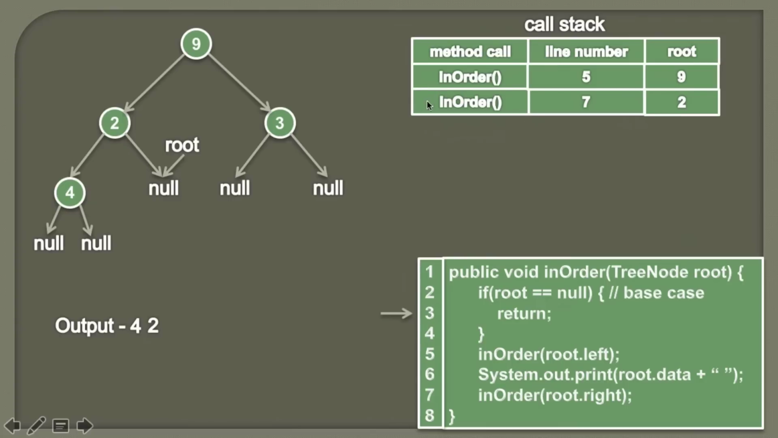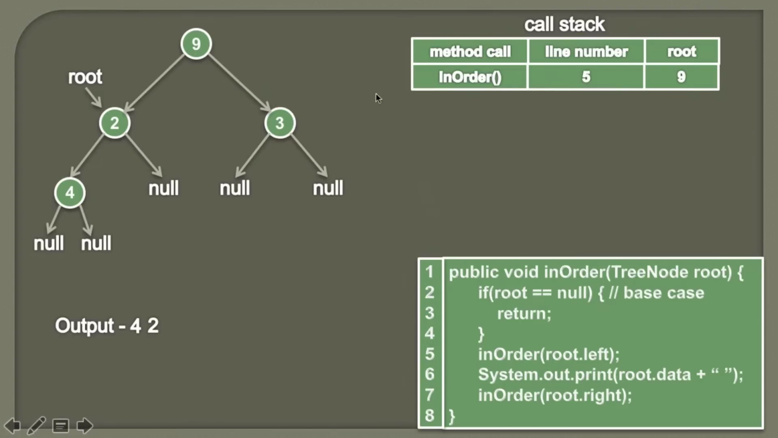And now the execution point will reach this in-order method. And we'll now start executing this in-order method from the line number 7. So we'll start executing from the line number 7, and as we know that when we were executing this in-order method, root was pointing to 2. So now root will point to 2, and then we'll simply execute this in-order method. So once we reach the end of this method, we know that now this method will be removed from the call stack, and the execution point will reach here.